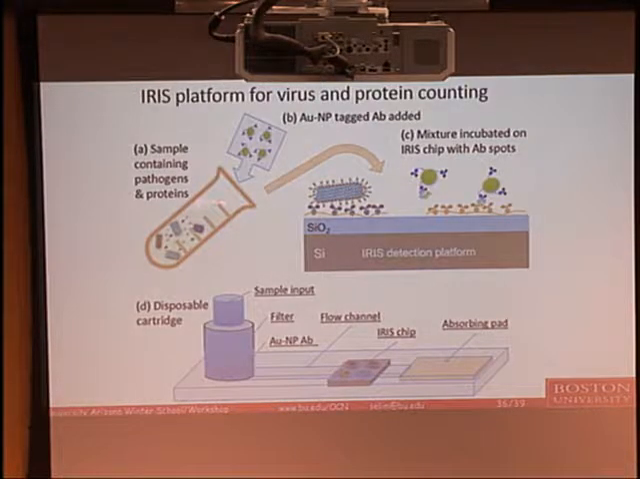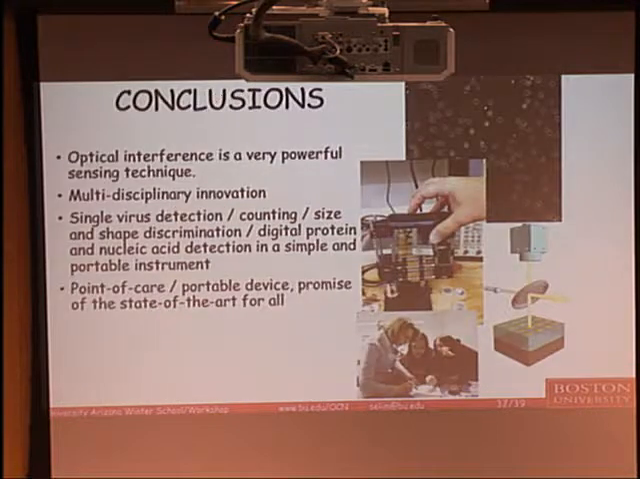So we can take a sample, put in nanoparticles in, directly detect and count viruses or nanoparticles, exosomes. We can also detect proteins that are converted to nanoparticles. And we've shown that you can do that on a cell phone if you need to.